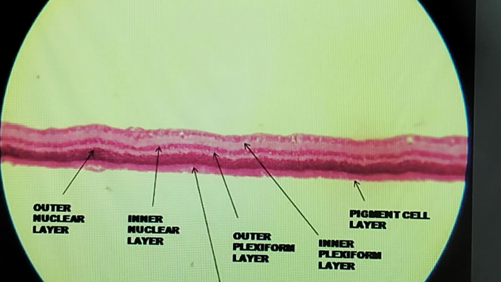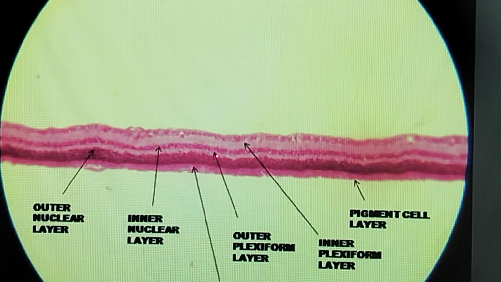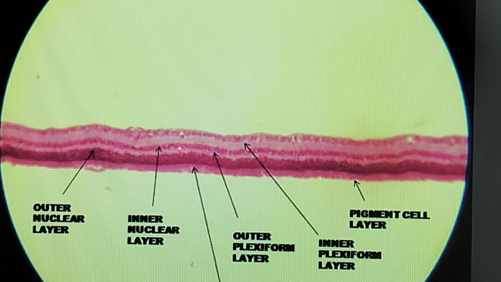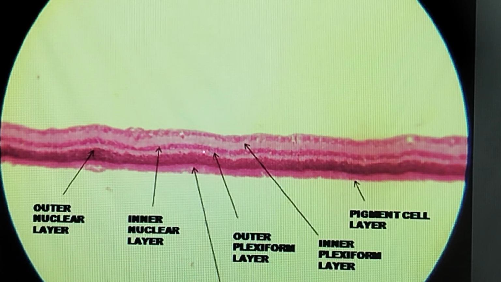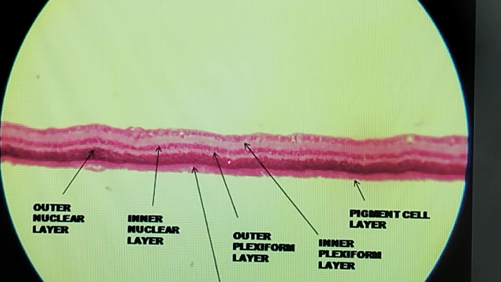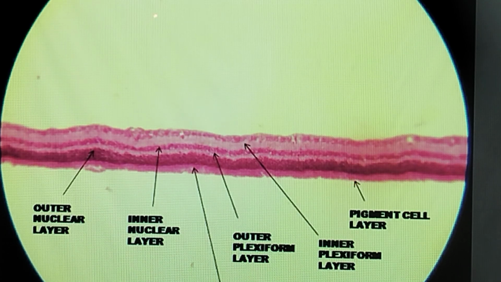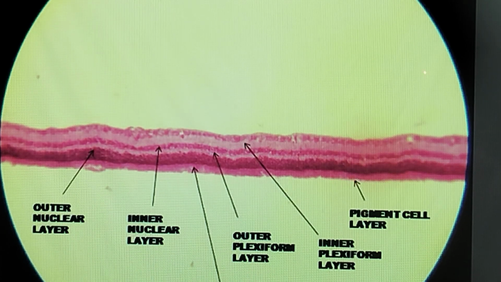Apart from this, what are the other layers which are visible here? The inner plexiform layer, the outer plexiform layer. So you can see above this inner nuclear layer, you see the inner plexiform layer, and below this inner nuclear layer you are seeing the outer plexiform layer. Apart from that, you are seeing the layer of rods and cones, and then you also see the pigment cell layer. So this is a classical picture of the histology of retina.